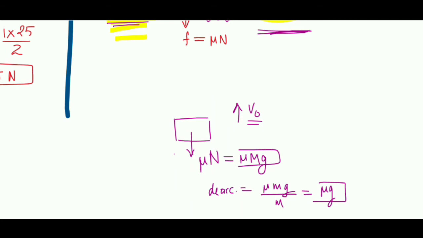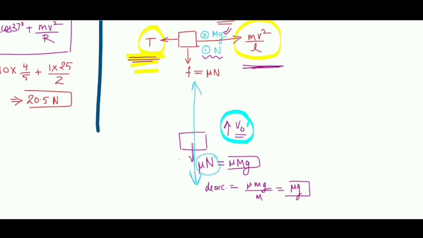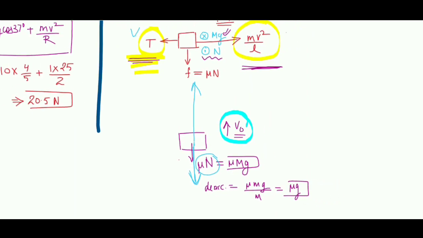This frictional force which is acting is always in the opposite direction of velocity. Are you getting it? As this box keeps moving, this mu N force will always be in this direction only, because now we have equated tension and mv square by L, or we have used centrifugal force. Hence we don't need to consider circular motion.